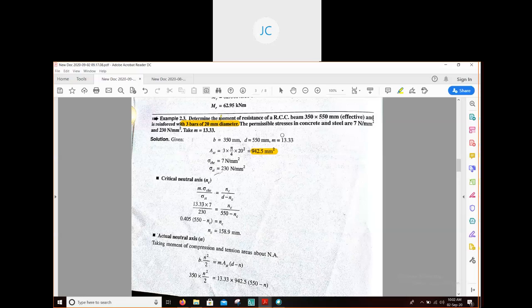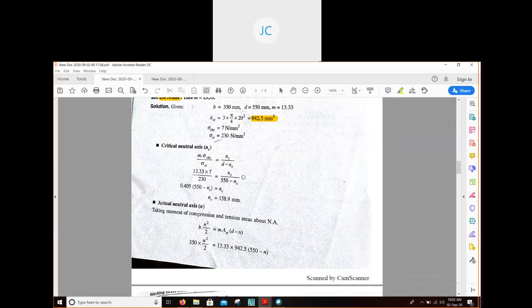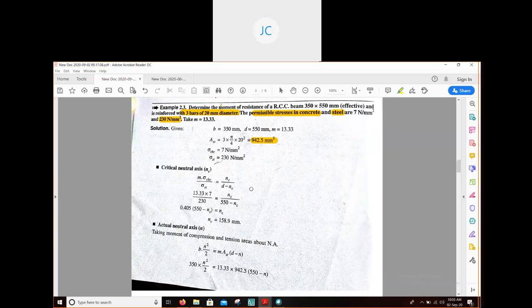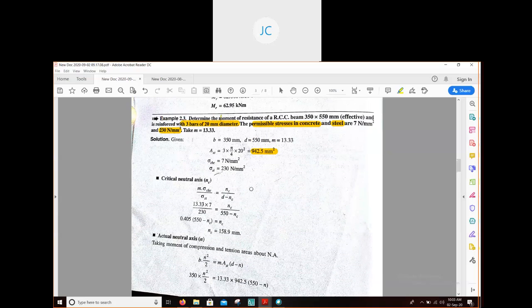Then sigma CBC is given. Permissible stress in concrete means the value of sigma CBC, this is 7. And when it is written as steel, you have to understand that the sigma ST value is given. This is our sigma ST, 230. So first, similar to the last problem, our aim will be to find out whether the section is balanced, under reinforced or over reinforced. Then only we can use the formula of moment of resistance. If nothing is mentioned, we can't use the formula of moment of resistance directly.